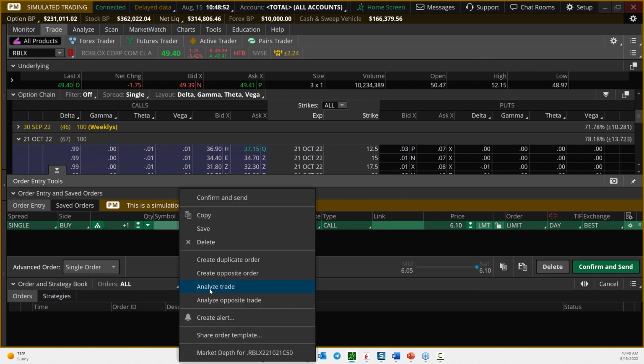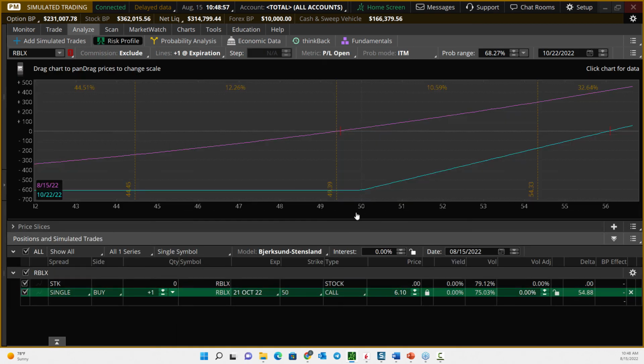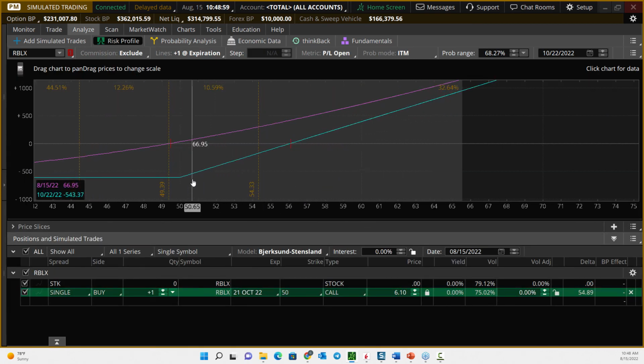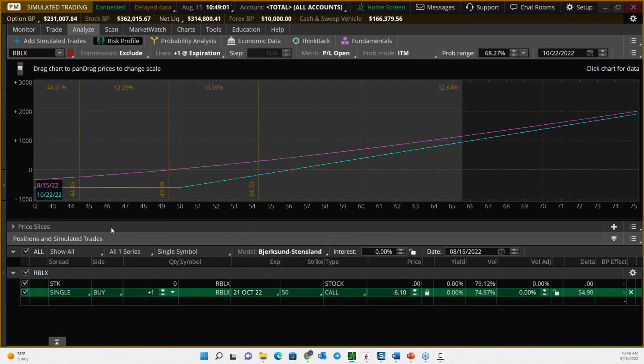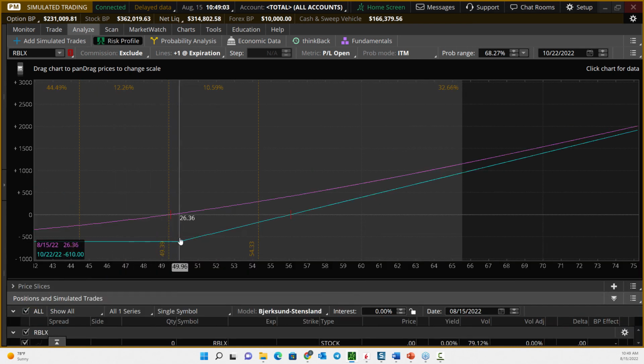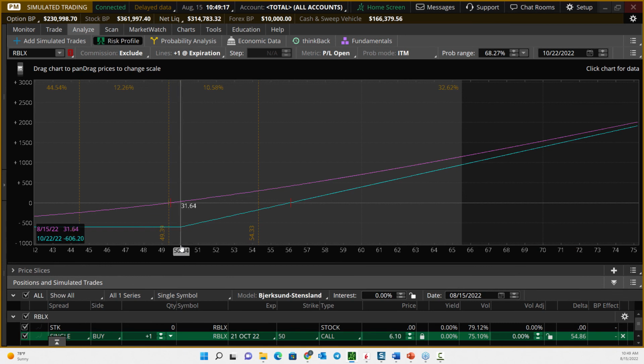Look at what this risk graph will look like. I'm going to right click and then hit analyze. Bingo, there's a risk graph. Focus on this green, bluish color, whatever that is, I don't know, aqua. Stock at 50, we lose all the $610 we paid, right? Remember, we're buying the 50 strike call, so at the strike price or lower, we lose all of that at expiration. We lose $610, this flat line.